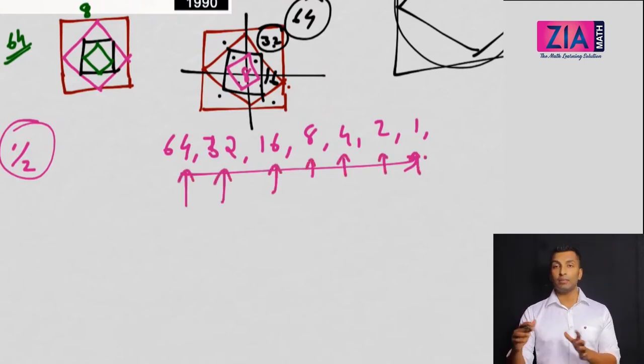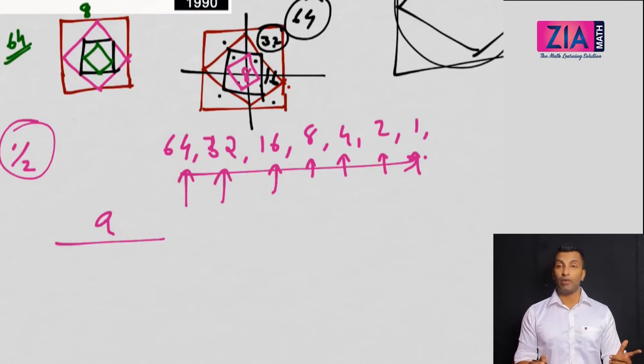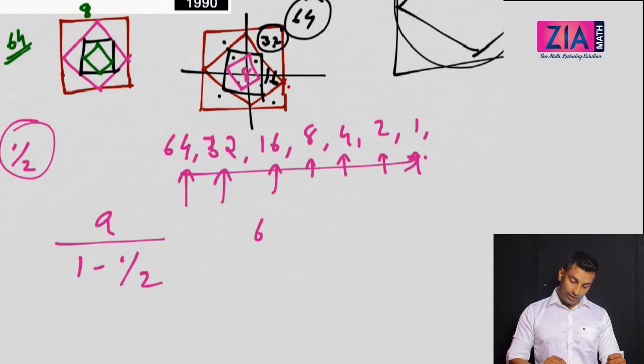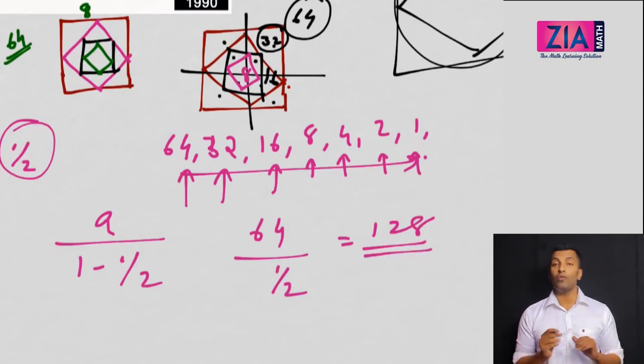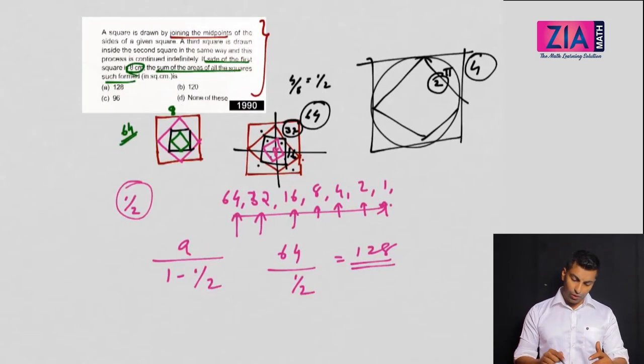So sum of n terms in an infinite GP. See, if you know the first term A and the common ratio R, it is A divided by 1 minus R. So here, 1 minus 1 by 2. So A is actually 64. 1 minus 1 by 2 means 1 by 2. So it's actually 128.